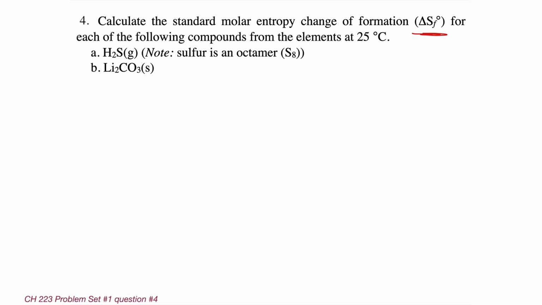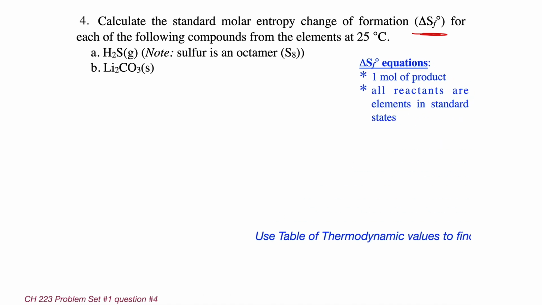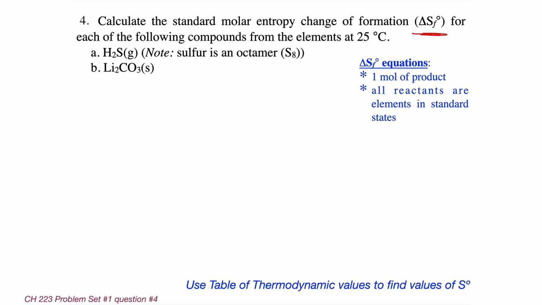And the punchline here is that if you have a problem like this, you want to have 1 mole of product. So H2S would be the only product for the first one, and Li2CO3 would be the only product for B. And then the reactants will be all the elements in their standard states. So it might be just as easy to show you as anything. Again, this is really important, so I want to highlight again. The little F is important because it's different than the other entropies. You want to have just 1 mole of product, and all reactants are elements in their standard states. And you can look all these numbers up in that table of values.